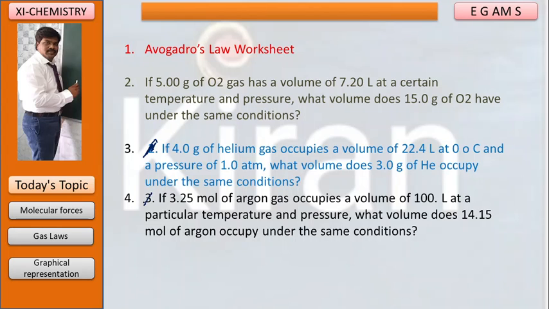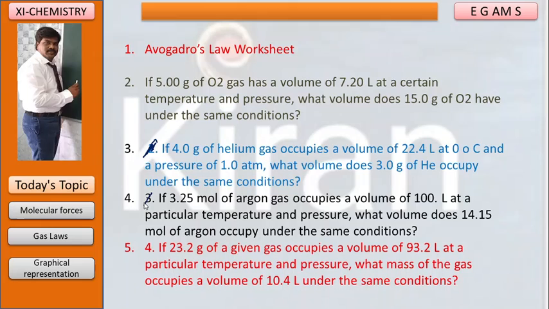If 3.25 moles of argon gas occupies a volume of 100 liters at a particular temperature and pressure, what volume does 14.15 moles of argon occupy under the same conditions? Next question.